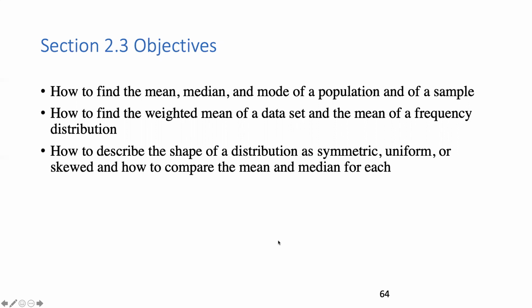In this section, we're going to try to figure out how to find the mean, the median, and the mode. What do we even mean by measures of central tendency? And then we'll talk about two special cases. One is when you have to find the weighted mean of a data set, and the other is a case where you just have a frequency distribution. How do you calculate a mean when all you have available is just a frequency distribution? And then we'll talk a little bit about different kinds of shapes of these distributions.